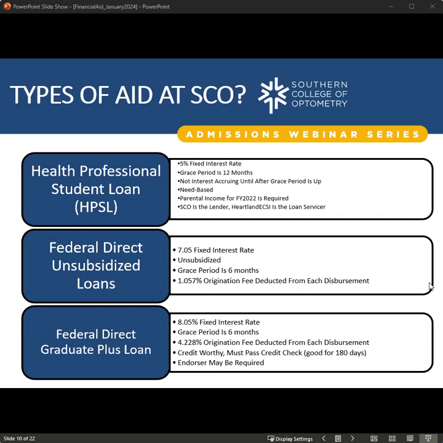On the direct graduate plus loan, the interest rate is a little higher. It's 8.05%. The grace period is 6 months. The origination fee on it is quite different from the unsubsidized. It is 4.228%. Again, that comes off the top of whatever amount you borrow. You must pass a credit check, which is good for 180 days. If you do not pass the credit check, you are allowed to get an endorser or a cosigner. Next slide, please.